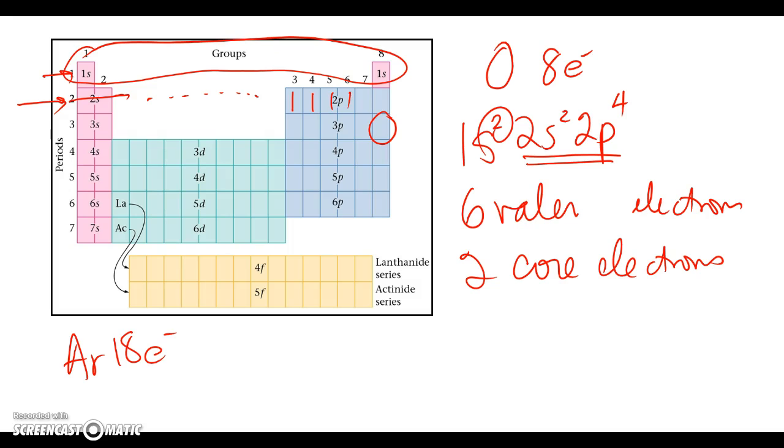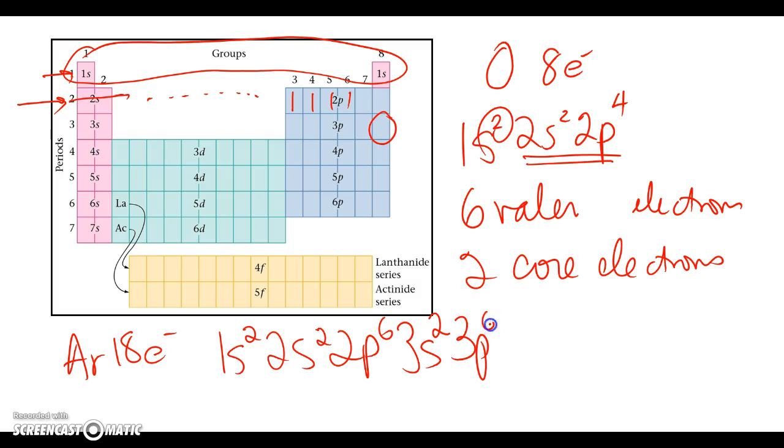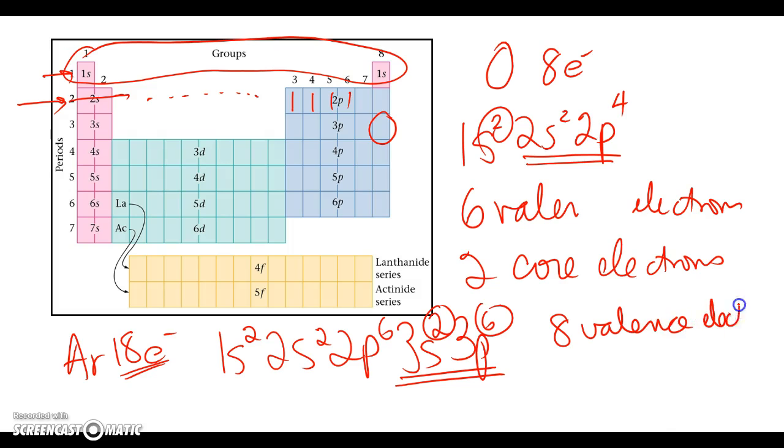Again, you would start at the top left corner. Well, 1s will hold 2. Now I'm into period 2. 2s will hold 2. 2p will hold 6. So far I've used 10 electrons. 3s will hold 2. 3p will hold 6. Guess what? 2, 4, 10, 12, 18. I've used 18 electrons. That's the number of electrons argon has. Its outermost shell is the third principal energy level. Guess what? It has 8 valence electrons.